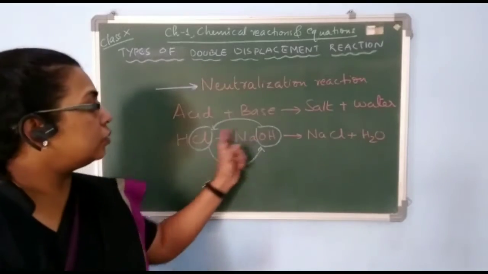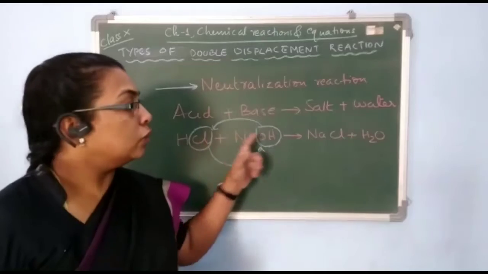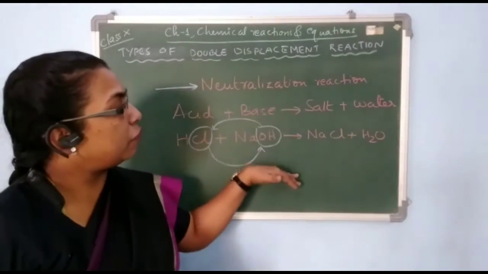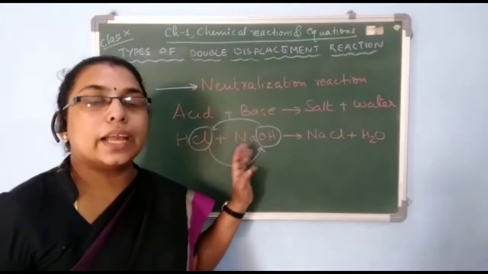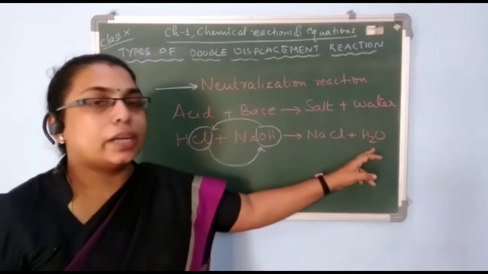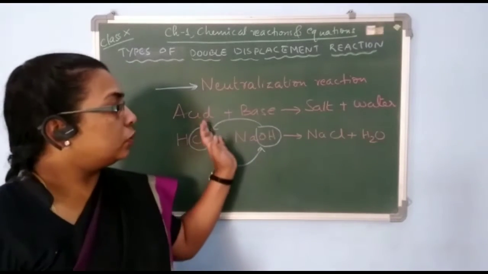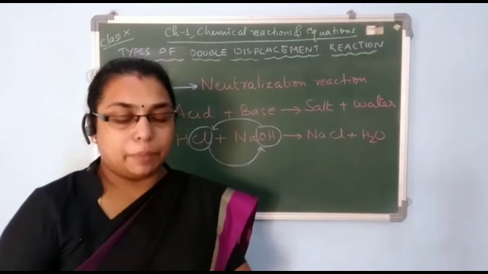So mutual exchange of ions is happening here. So this is called a double displacement reaction. And what is the type of reaction? This is a neutralization, because here the acid and base get neutralized to form salt and water. So we call this a neutralization reaction. This is also a double displacement reaction where the mutual exchange of ions is happening.